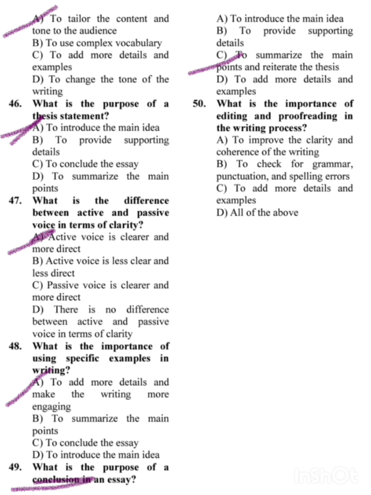Moving on to the last question of this video. What is the importance of editing and proofreading in writing process? To improve the clarity and coherence of the writing, to check for grammar, punctuation and spelling errors, to add more details and examples. All the above is the correct answer. So editing and proofreading are needed for all the above purpose.